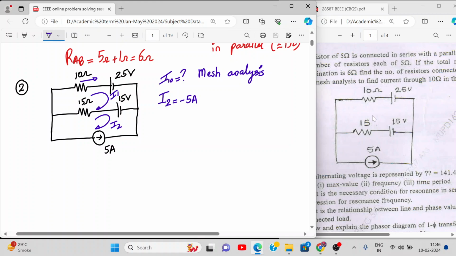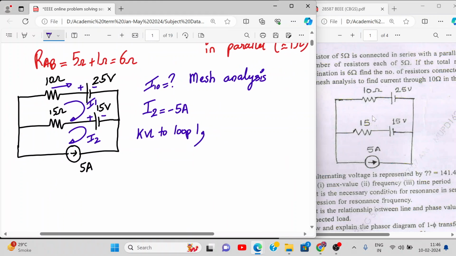So write down KVL for loop number 1. What do we get? This is minus plus, this is minus plus. Tell me the equation. We are going from minus to plus, so plus 15, minus 15 (I1 minus I2). Then we have minus 10 I1, and here we are going from plus to minus, so minus 25. So minus 10 I1 minus 25 is equal to 0.